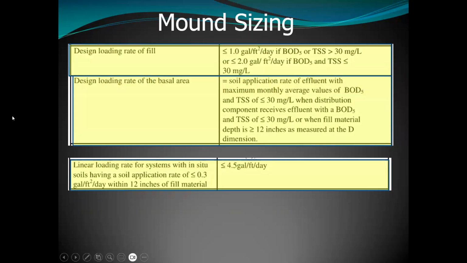And then also linear loading rate. If we have in situ soil with a 0.3 or less, they're going to have to do no more than a 4.5 gallons per day linear loading rate. That means they're going to be putting in a 4.5 by 100-foot cell for a 3-bedroom mound. They're not going to do a 6 by 75 or a 10 by 45 or something like that. They're going to have to stretch that out.